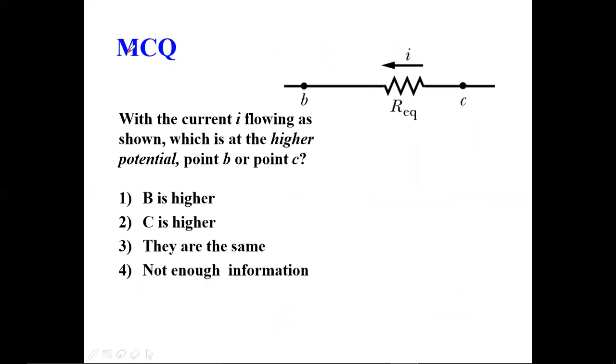So let me discuss one of the MCQs. You should be able to answer these types of MCQs. With the current I flowing as shown, which is at higher potential, point B or point C? Which one is higher potential when current is moving? As you know, current always moves from the higher potential to the lower potential. So let me discuss in brief.